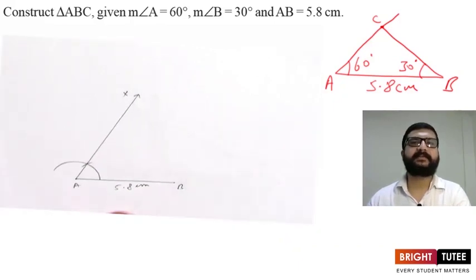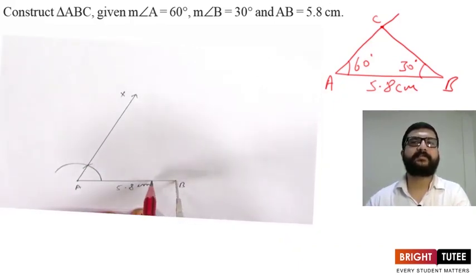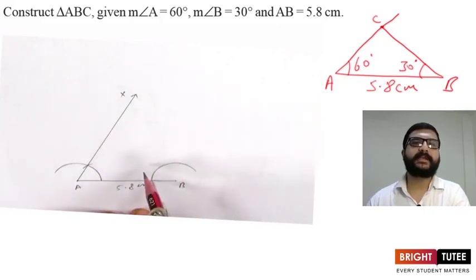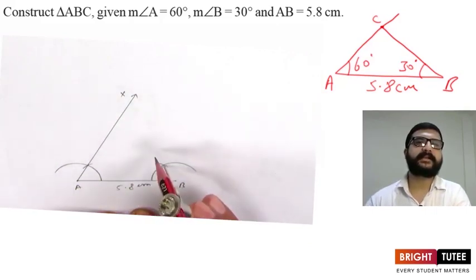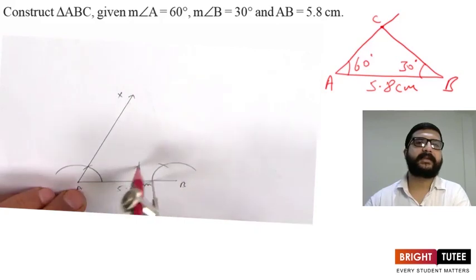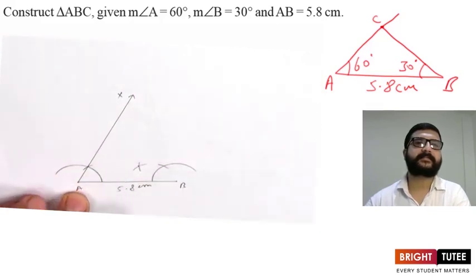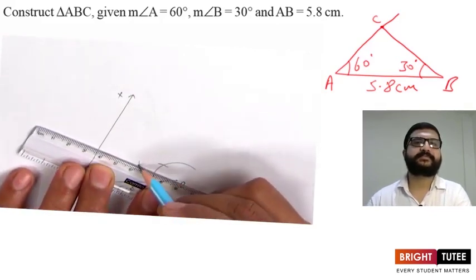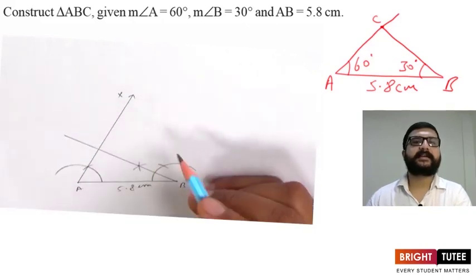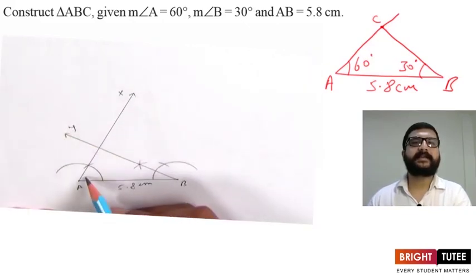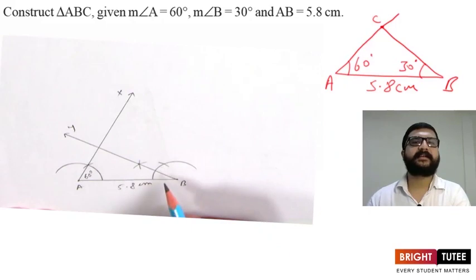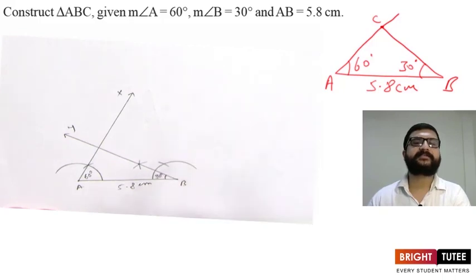Now the next step is angle B to be 30 degrees. So what we have to do now? At this B we have to construct a 30 degrees angle. So it will be like this. And in the steps of construction we will write construct 30 degrees angle at B such that YBA or angle YBA is equal to 30 degrees. This will be the third step of construction.